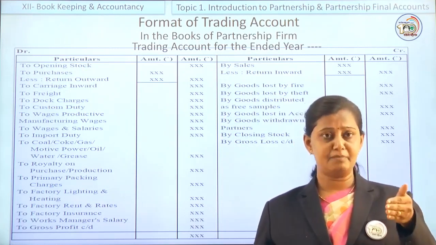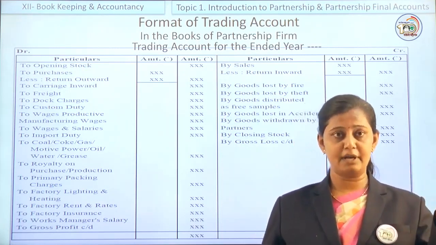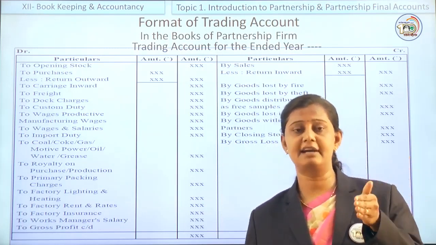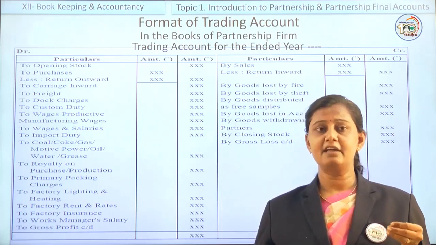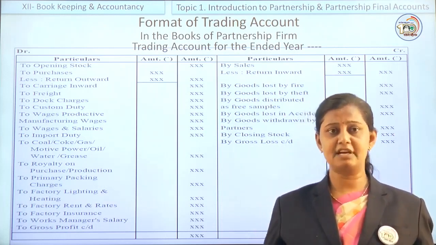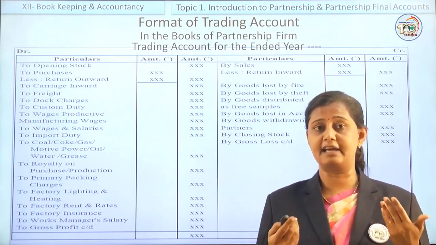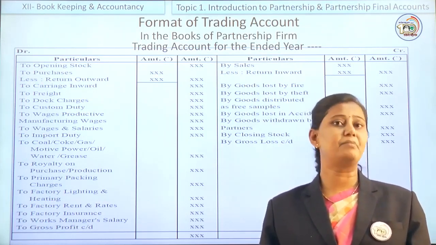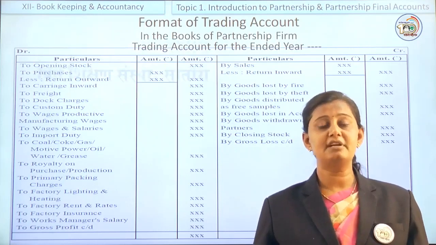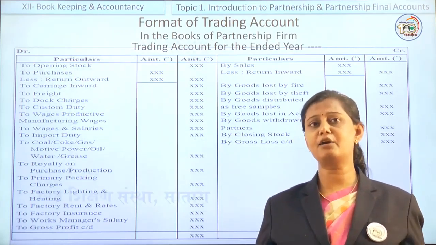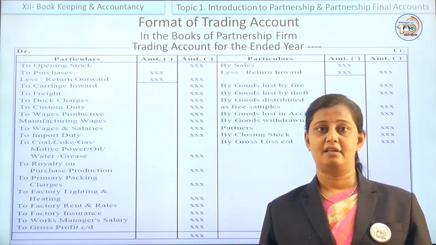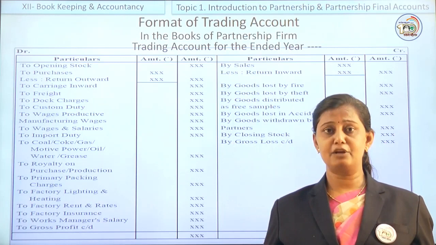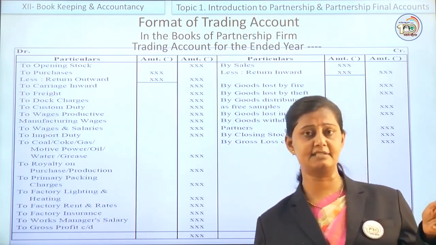So direct expenses are recorded on the trading account debit side, direct incomes are recorded on the trading account credit side. Once you identify which are the direct expenses, which are the indirect expenses, which are the direct incomes, which are the indirect incomes, then final accounts are very simple. Now come to closing the trading account. How to close the trading account? First of all, find out the total. Which side has the highest value? Either debit side or credit side.